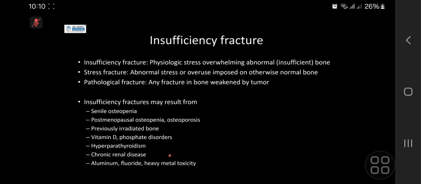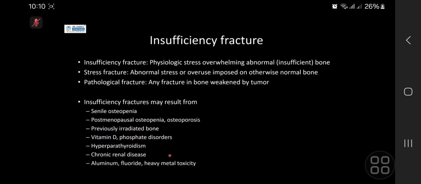Okay, so we know the difference. Insufficiency is physiologic stress on abnormal bone, in this case osteopenia, disuse. And according to Wolff's law, your bone's constantly remodeling. So if you give it stresses, then it will continue to lay down new bone and become stronger. And if you don't use it, it will start to waste away. A stress fracture is one that we saw earlier. So it's abnormal stress, like overworking it, on otherwise normal bone. You're not giving the bone and microtrabecular changes time to heal.